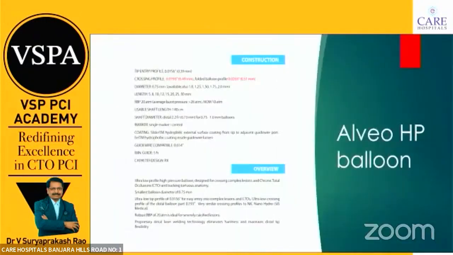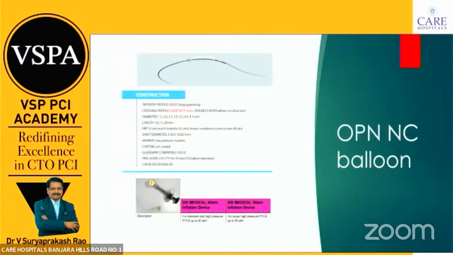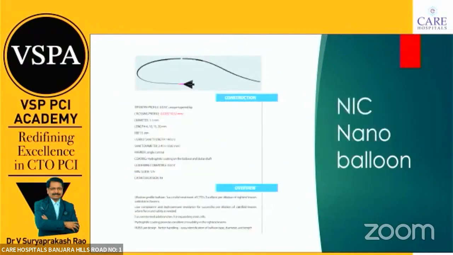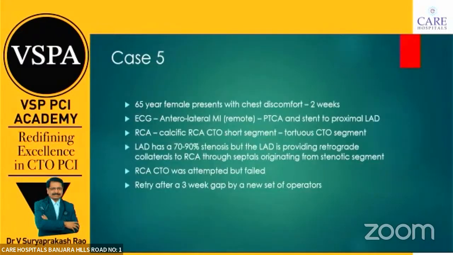The Alveo HP has a very low crossing profile of 0.019 or something. The Nick Nano also has a similar thing. I think each one claims that he is the best one. What you are comfortable with is the one we need to use. Next, please. And OPN NC also, because that comes with a dedicated indeflator which can go up to 50 atmospheres. Next, please. And the Nick Nano balloon, if you want an alternative to the Alveo HP, is what we can use. Next, please. I think with this we will stop here.